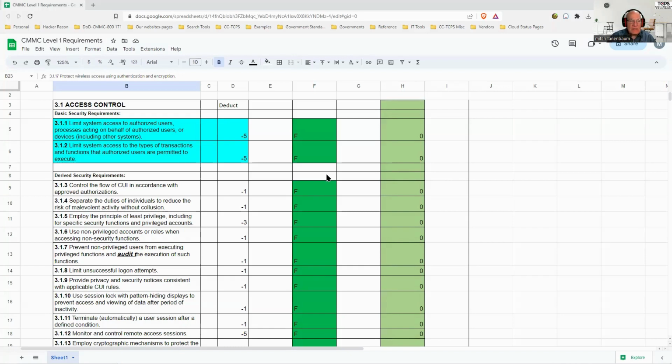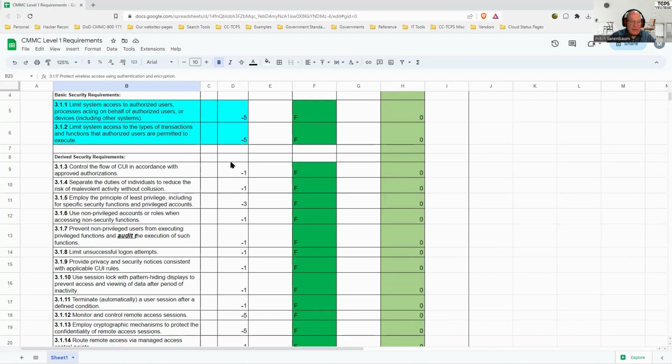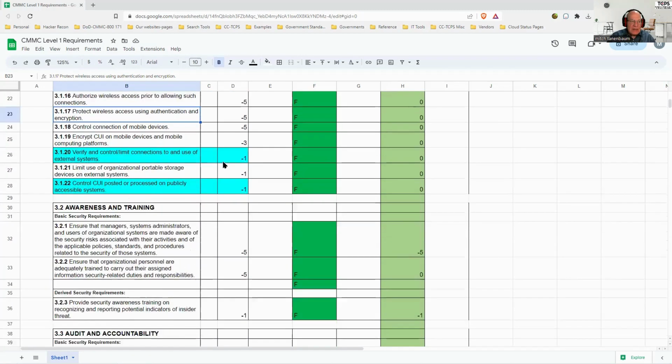So this one is access control, and in access control, the requirement is these two controls here that are in blue: limit access to authorized users, and limit system access to the types of transactions that authorized users are permitted to do. So basically what it says: know who's on your system, authorize them, and only give them access to the things that they need. Pretty straightforward, I think. You ought to be doing that anyway.